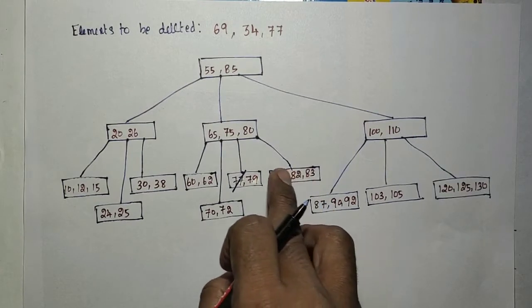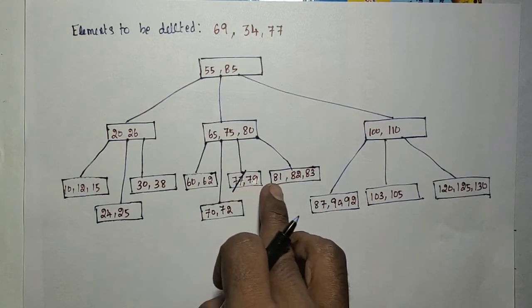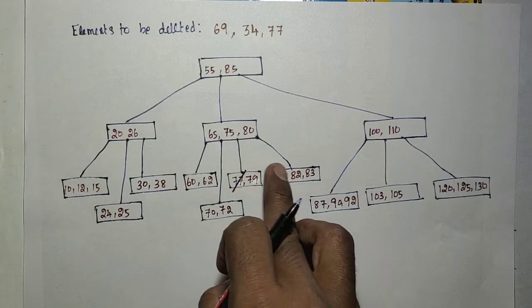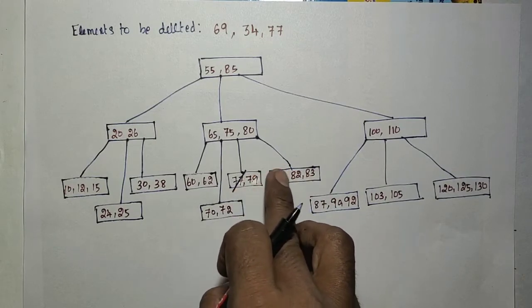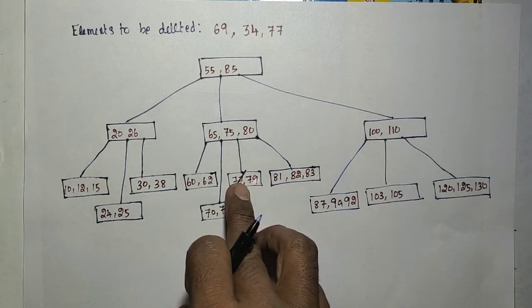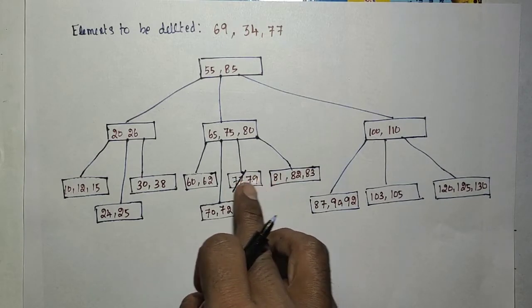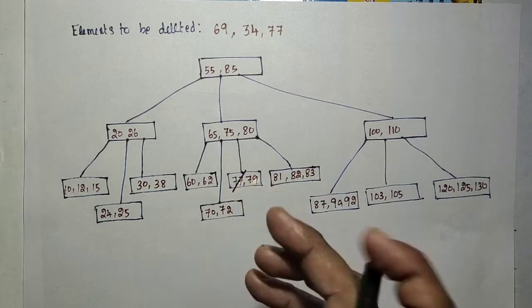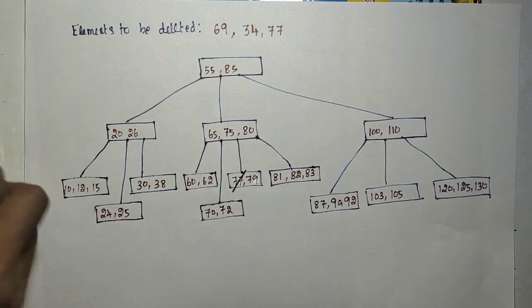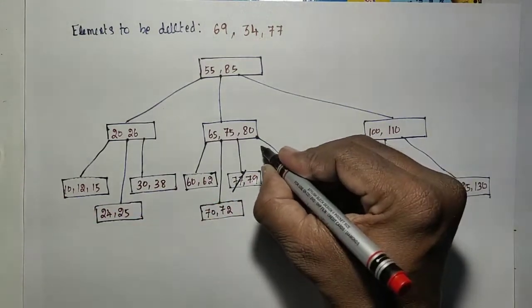So one element will be given to this node. Which element will be given? The lowest element, which is 81. 81 will be given to him. So 81 simply we cannot transfer here. So 81 will be moved to the parent, and the parent will be moved down.